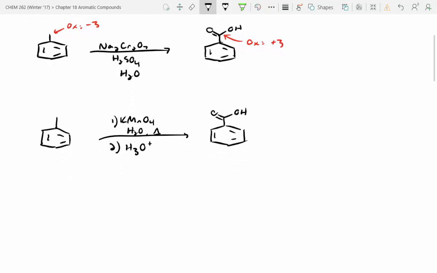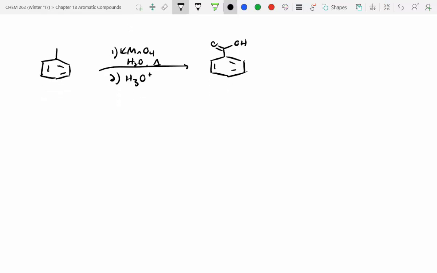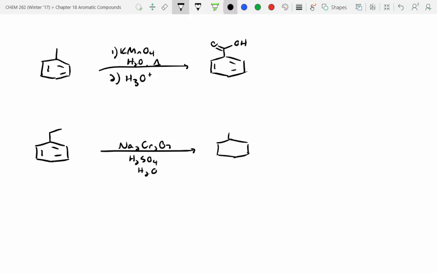All right, the other kind of cool thing is you're not limited to just toluene. Let's say we've got ethylbenzene, and we do one of these oxidation conditions. You can still make benzoic acid. In this process, you lose any of your other carbons that aren't benzylic. The only surviving carbon is going to be your benzylic carbon.